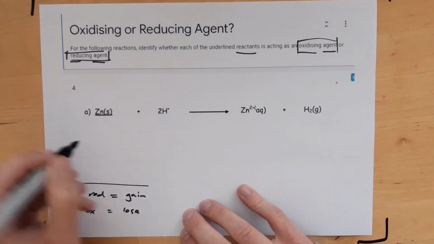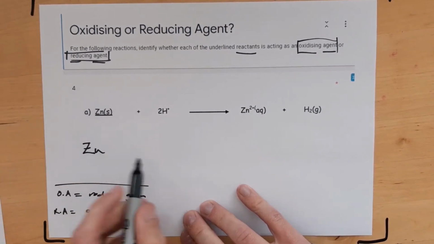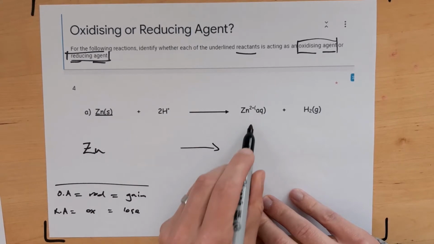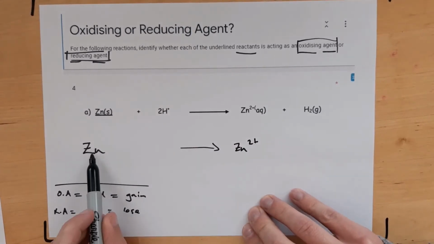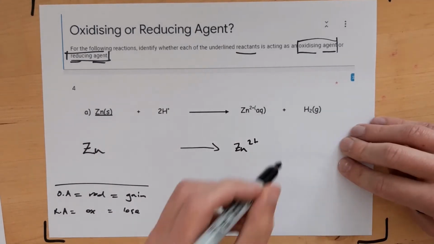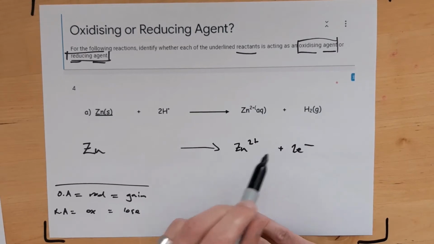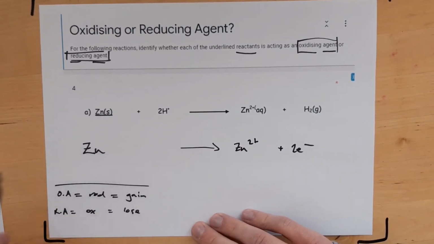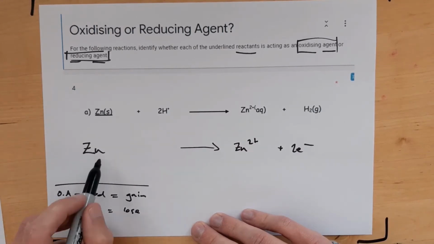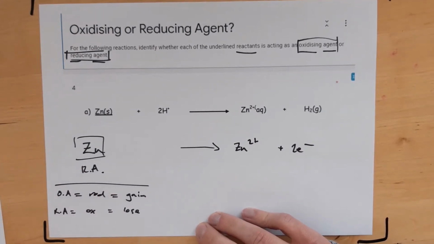So what does the Zn turn into? Well, we start off with the atom, and we eventually end up with the ion form. How has it gone from Zn to Zn2+? Well, it must have lost electrons. So this Zn here has been oxidized. It's lost electrons, it's been oxidized. Therefore, this here is the reducing agent.